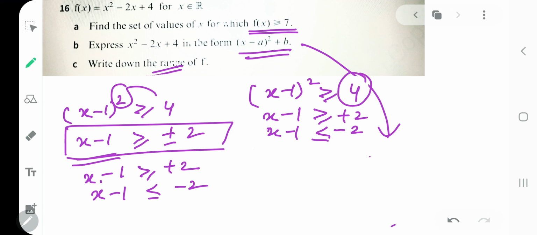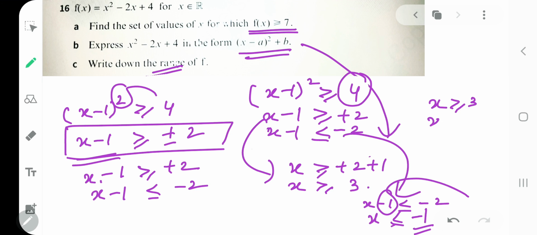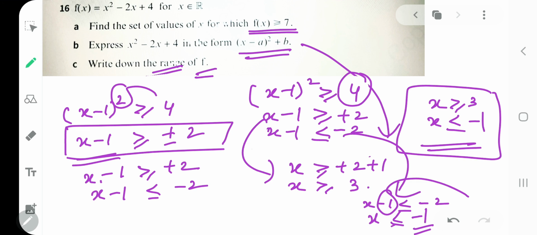Okay, so you got these values as x. So x will be greater than or equal to +2 plus 1. That will be x is greater than or equal to 3. And solve this: x minus 1 less than or equal to -2, so x is less than or equal to -1. This -1 will go there. So you got two values: either x is greater than or equal to 3 or x is less than or equal to -1. Clear? And then you have to find the range. How will you find the range? You can put in these values. You have to find the range of the function. Clear? Okay kids, I'll stop it here. God bless.